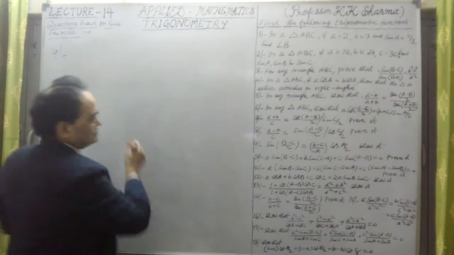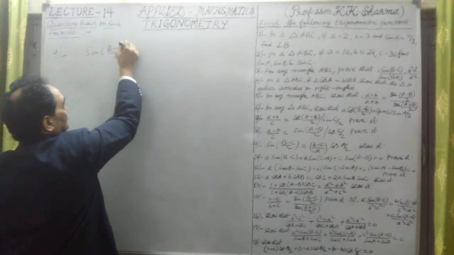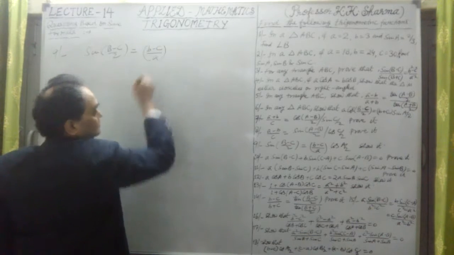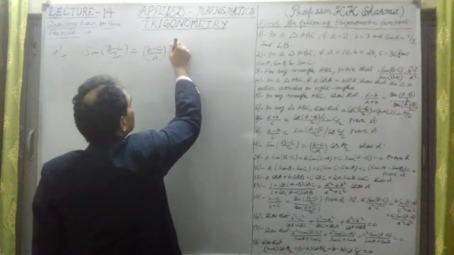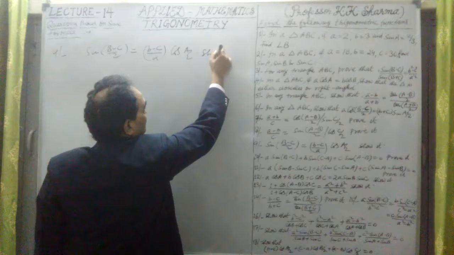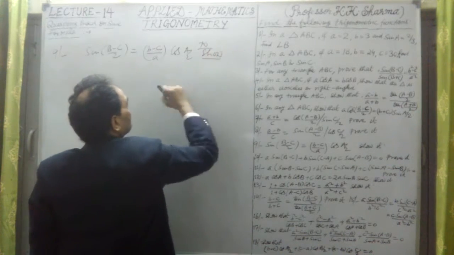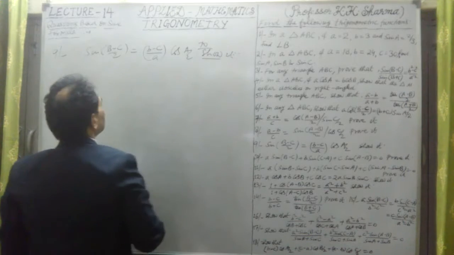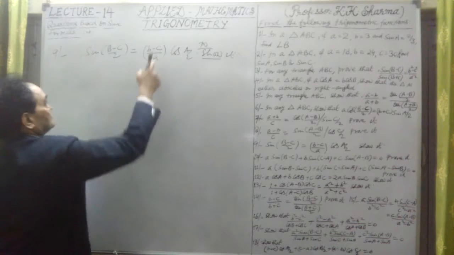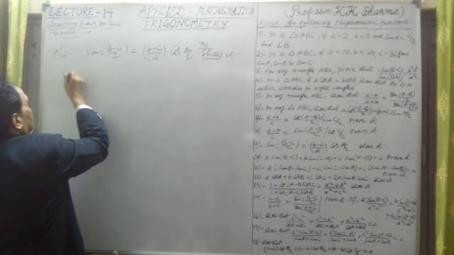It says to prove that sine of (b minus c) by 2 is equal to (b minus c) upon a into cos a by 2. Show it. Okay, this is the question here, same kind of question. Let me take the right hand side. No problem.